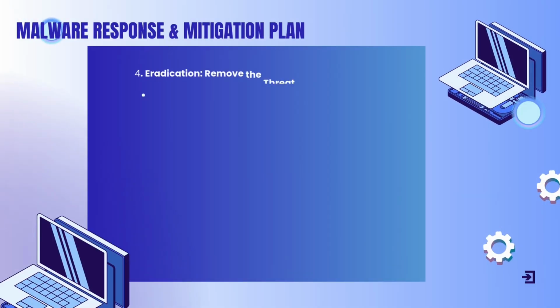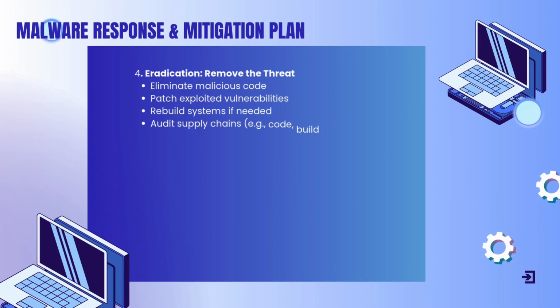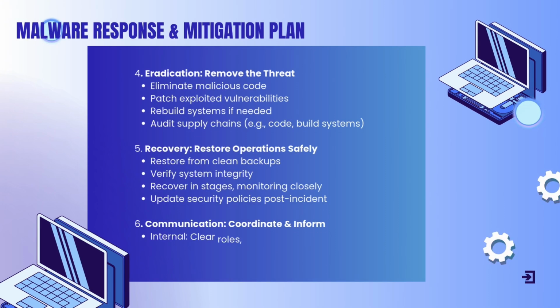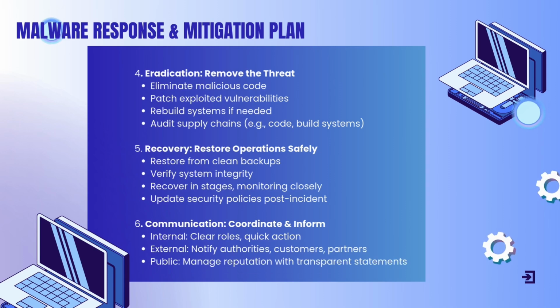Okay, as you can see, we have 3 malware response and mitigation plan steps. Step 4 is eradication, which is to remove the threat. First, we have to perform eradication. This isn't just about deleting a virus, it's about making sure the hacker can't get back in. We start by eliminating any malicious code or backdoor left behind. Then we patch the vulnerabilities we found. If we don't fix the code they use, they will just come back tomorrow.